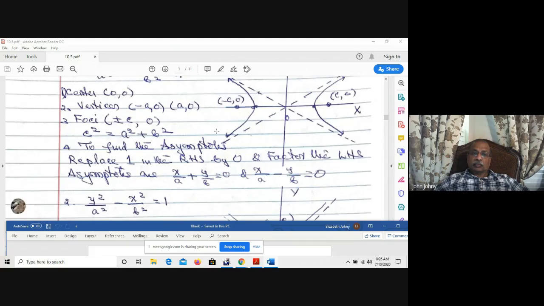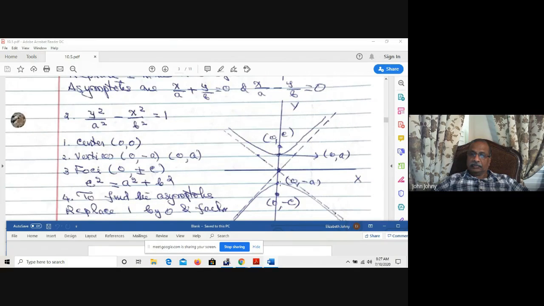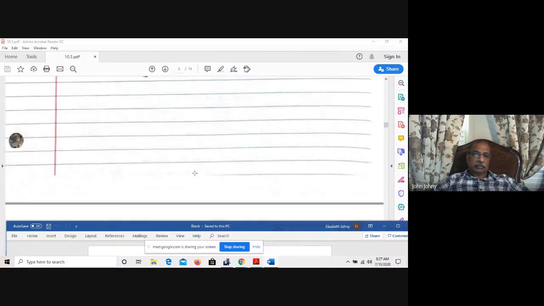Then the second case is where the x squared term is negative. So y squared over a squared minus x squared over b squared is equal to 1. In this case, the axis is the y-axis. Center is the same, 0, 0. Vertices are 0, negative a and 0, a. Foci are 0, plus or minus c, that is on the y-axis. c squared is a squared plus b squared. To find the asymptotes, same process. You replace the 1 on the right side by 0 and factor. So you have y over a plus x over b is equal to 0, and y over a minus x over b is equal to 0 are the asymptotes.